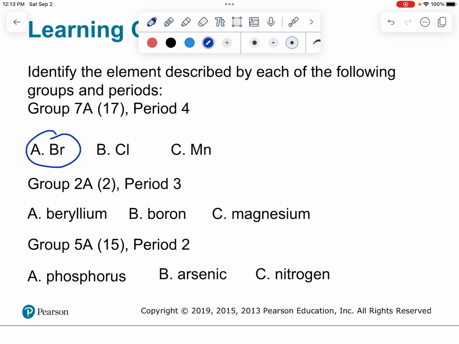Look in group 2A, so that is an alkaline earth metal in the third period, and that's the third row, that will be magnesium. Group 5A, second period, so second row, group 5, and look on your periodic table, and that will be nitrogen. This is part of why I say it's helpful to have the periodic table nearby.